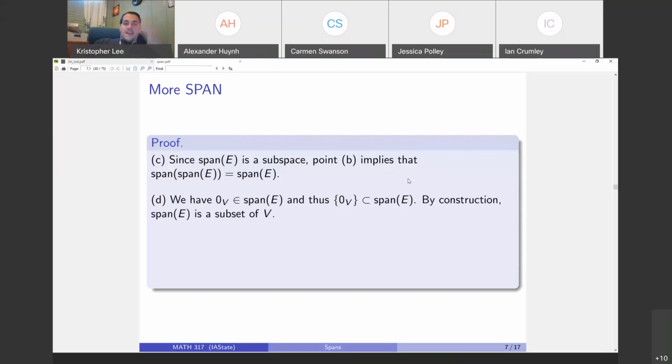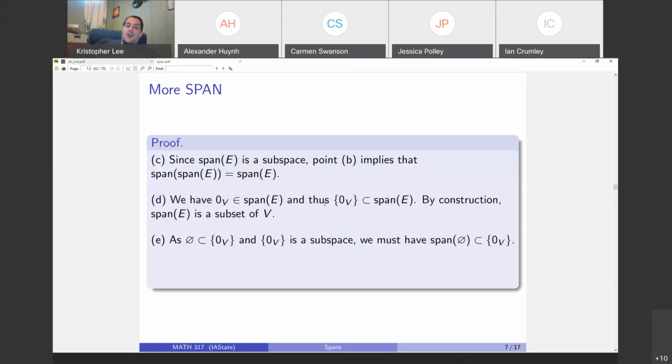All right, and then by construction, span is just a subset of V. So we now have that span as a subset contains this set, and it's contained within V. So that then leads to two pretty natural questions. So span of E always contains the singleton that has 0 sub V in it, and it's always contained in the entire vector space. So naturally, you want to ask, well, when do you have coincidence?